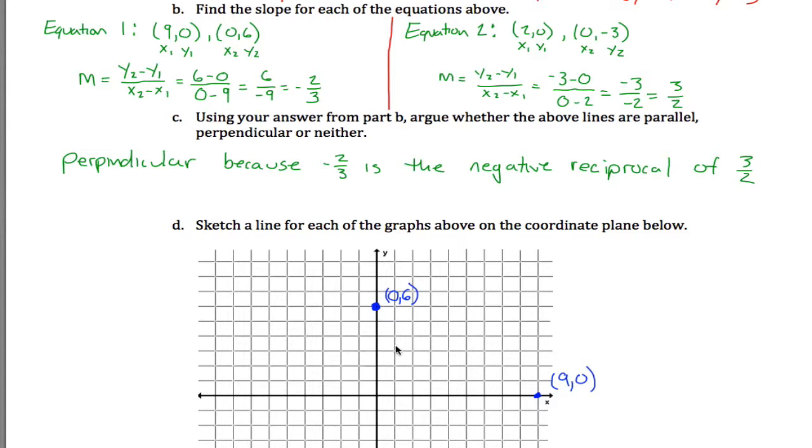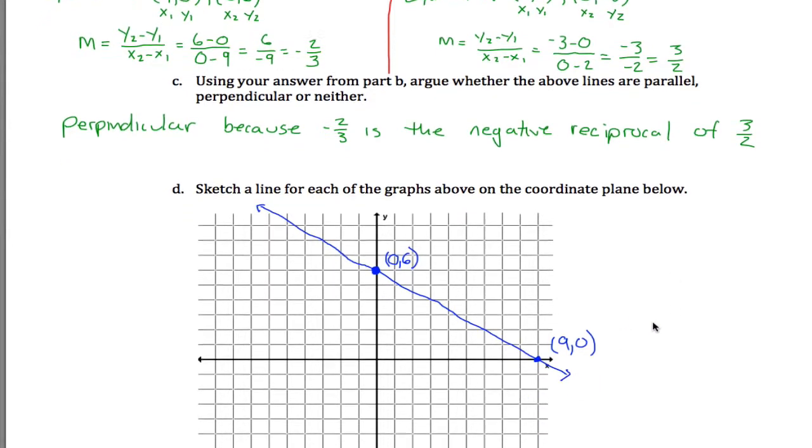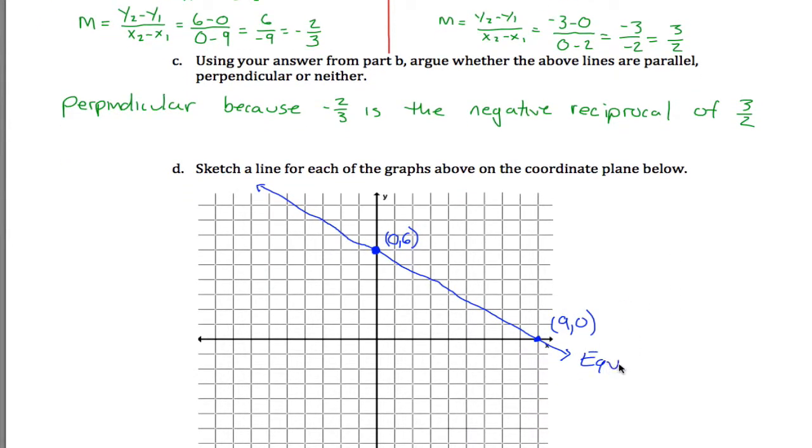And I can draw a line between them. It's not easy to do, but I can try. It's actually not too bad by my standards. End up with something like this. And this is equation 1. So what I did here is I plotted the x-intercept, the y-intercept, and then I connected them with a straight line. And now I'm going to do that again for equation 2.